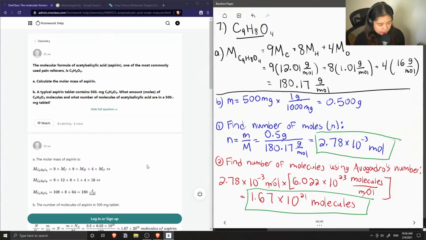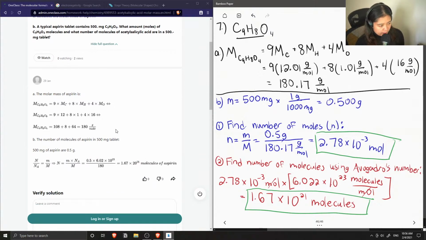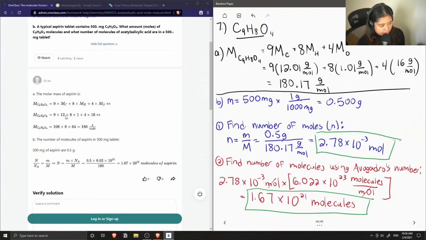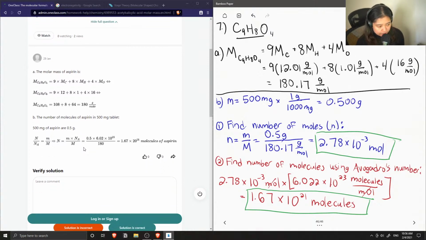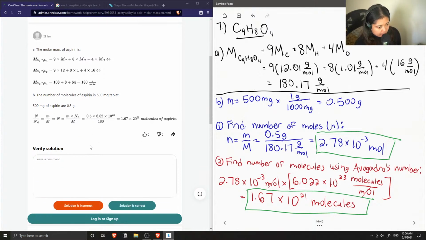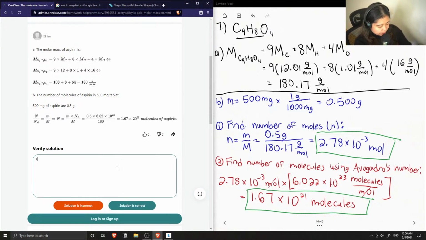Okay, so the junior tutor first calculated the molar mass of aspirin, and they also got 180 grams per mole. And in a 500 milligram tablet of aspirin, there are 1.67 times 10 to the 21 molecules of aspirin. Okay, so this solution is correct.